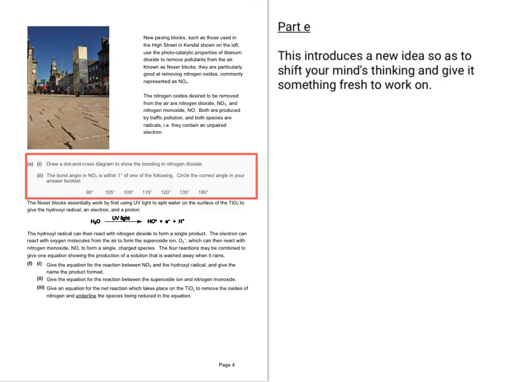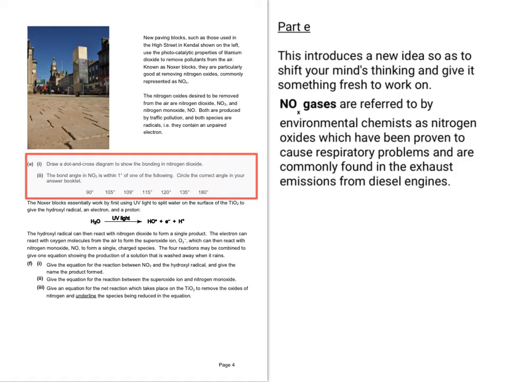So now a brand new idea is put in. It's nothing to do with titanium. It introduces a new idea to do with paving blocks that can absorb NOx gases. As a little side note, NOx gases are basically a family of nitrogen oxides. They're gaseous at room temperature, and they've been proven to cause respiratory problems such as asthma and bronchitis. They're commonly found in the exhaust emissions from diesel engines in large cities and built-up areas. So they're quite a serious environmental problem.